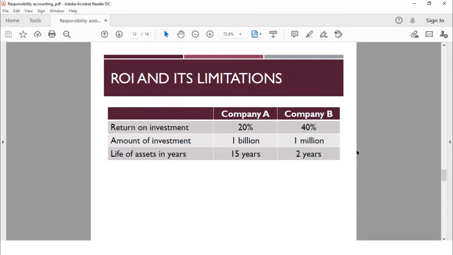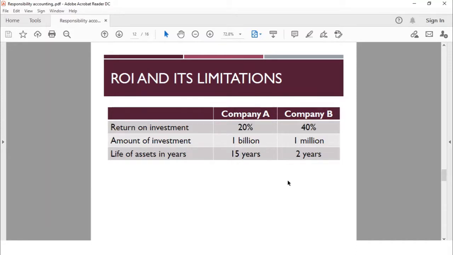You can also see the amount of investment in each company. So that is 1 billion and 1 million respectively. And the life of the assets in years. So you have 15 and 2 years. So at first glance, diba, if you use the ROI model, you may assume or imuhang conclusion is you can conclude at first glance that company B is performing well. Again, at first glance, you can see that company B is performing well according to the ROI because you can see here, company B's ROI is at 40%, while company A's ROI is only at 20%.